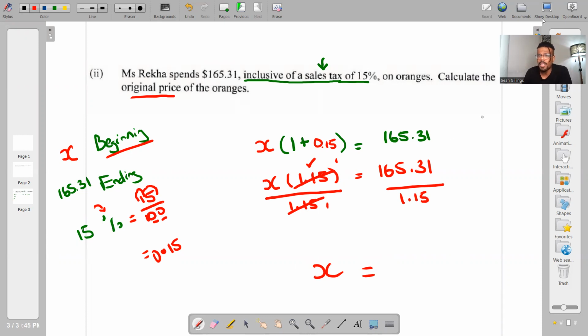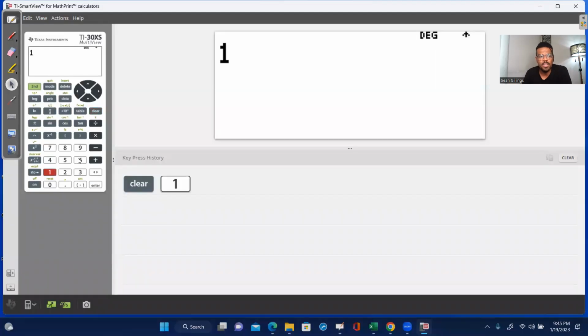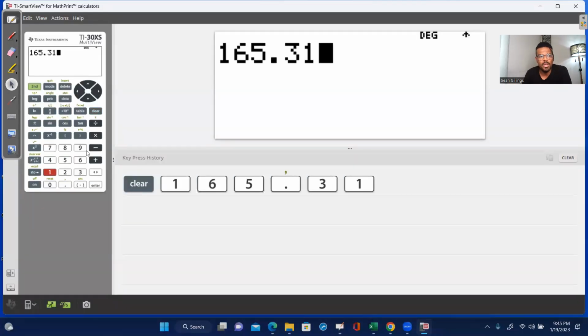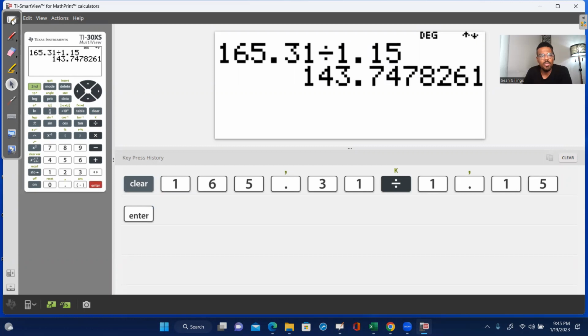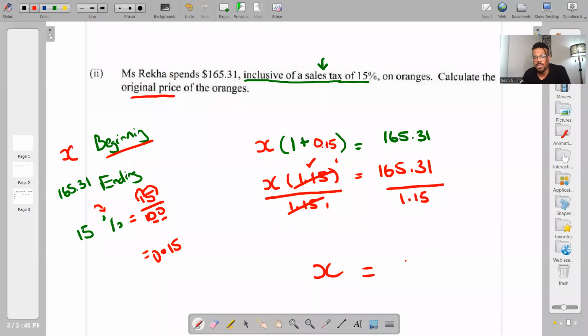All right, let's pull up our calculator real quick. So we have 165.31 divided by 1.15. I think that's it. Yep, that's going to give me 143.75. So X equals 143.75. This is the original price of the oranges that we had for this example.